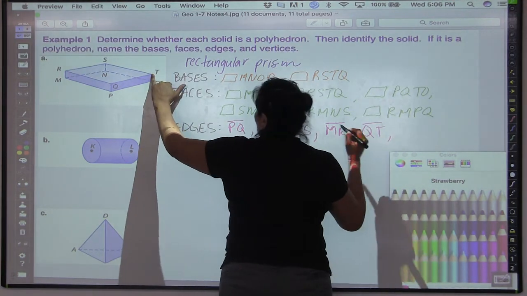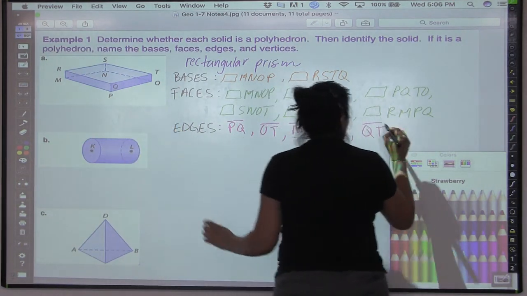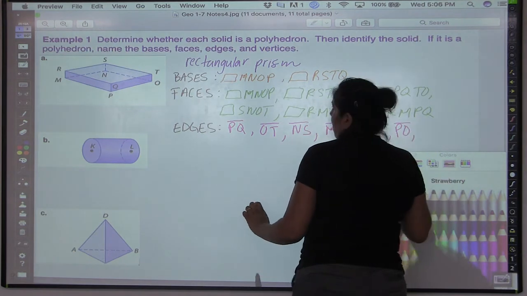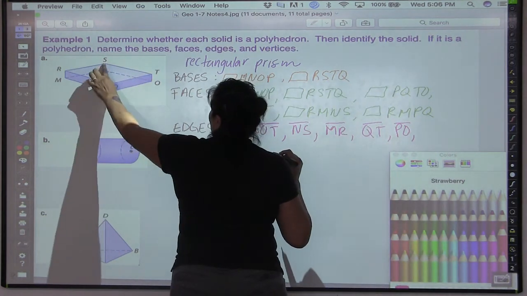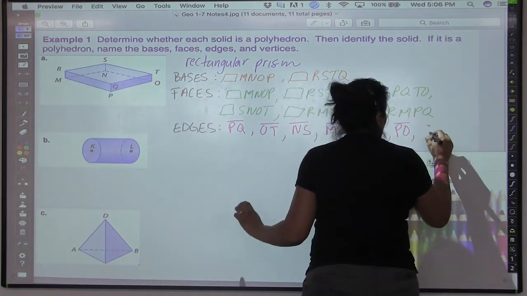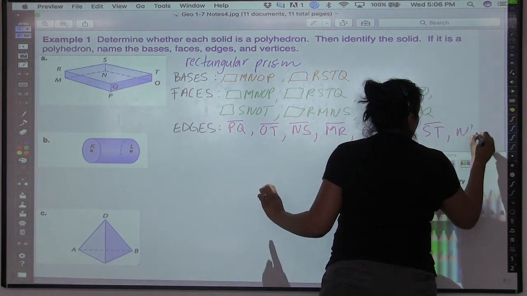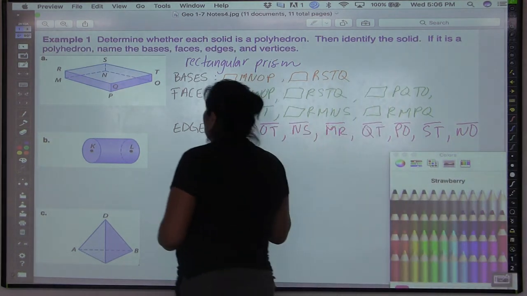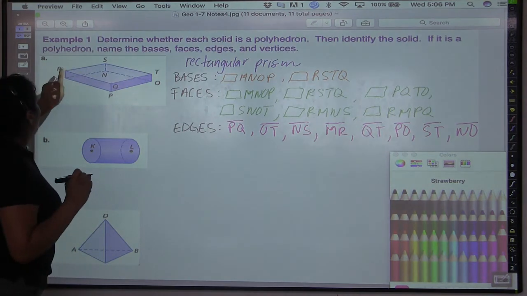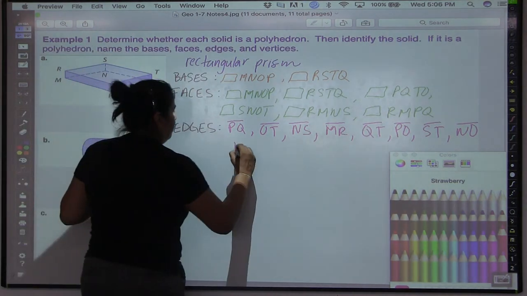That sounds like cutie pie. And then PO. And then we're going to go to this one up here, so it would be ST and NO. That spells no. And then we're going to go to the back, and we're going to go RS and MN.